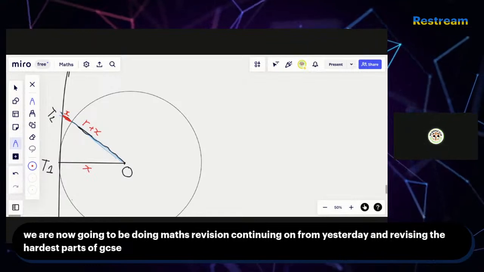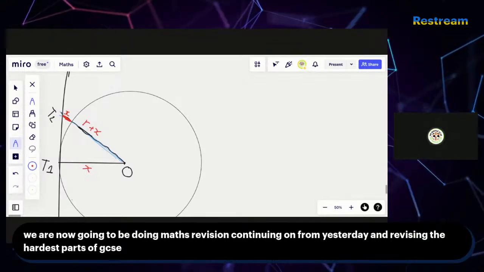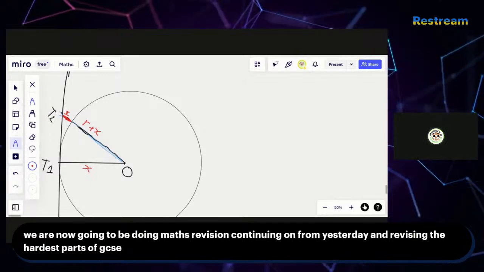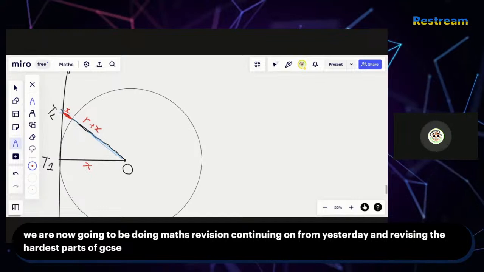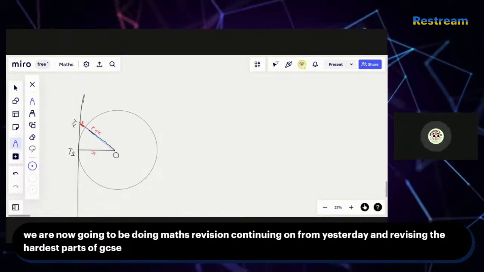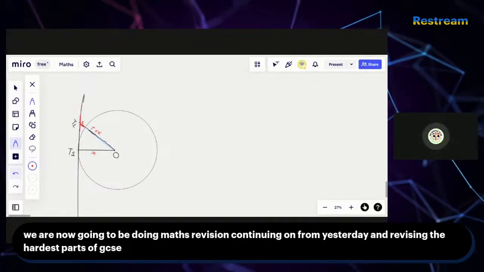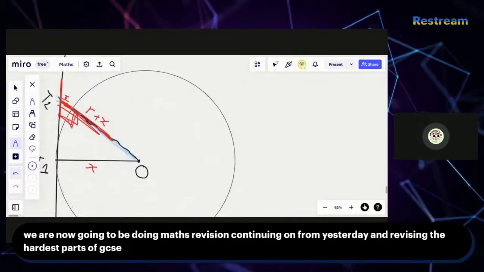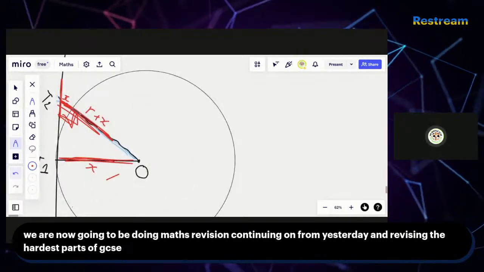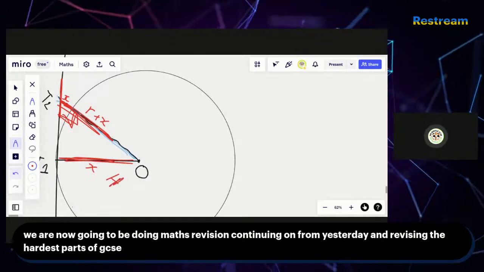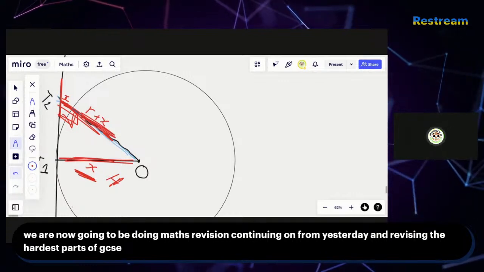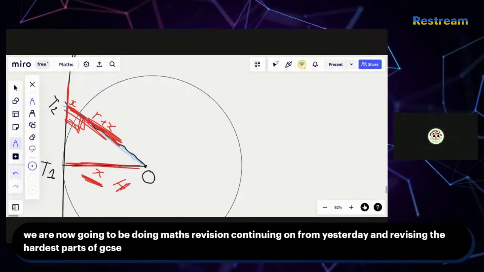Now, if we assumed that this line isn't perpendicular, then let's assume that this line is perpendicular to this line. If that line was perpendicular to that line, imagine that's at 90 degrees, then this line is the hypotenuse. However, it doesn't make sense to be a hypotenuse because this is x and this is r plus x, but the hypotenuse is supposed to be the longest side. So that's how we prove the right angle theorem.